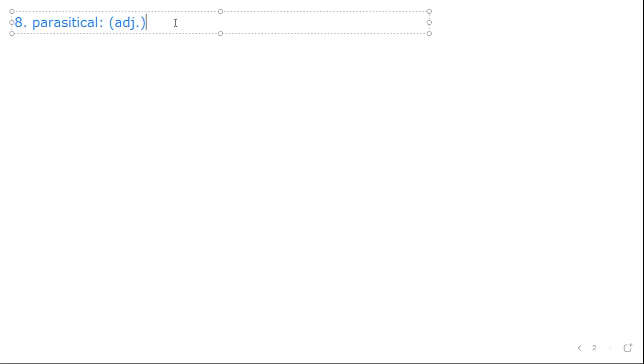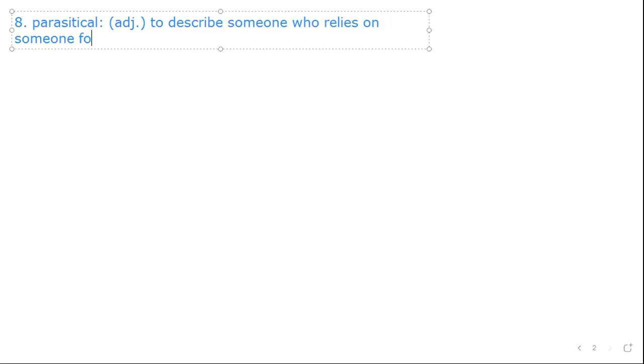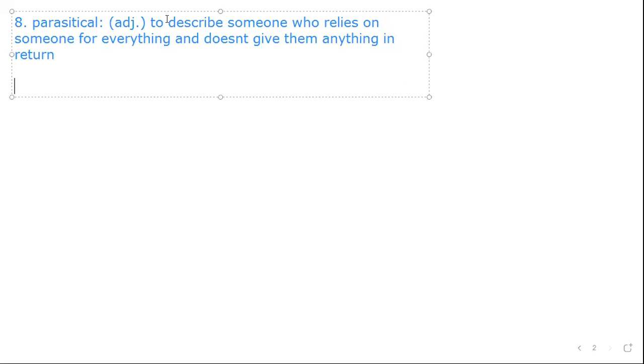They took the dogs, the little baby puppies. So basically, here the animals feel at a disadvantage, because they feel that humans are sucking them for everything and living off of them without giving them anything in return. So parasitical is an adjective to describe someone who relies on someone for everything, doesn't give them anything in return. All right, they only cause them harm. Like a parasite.